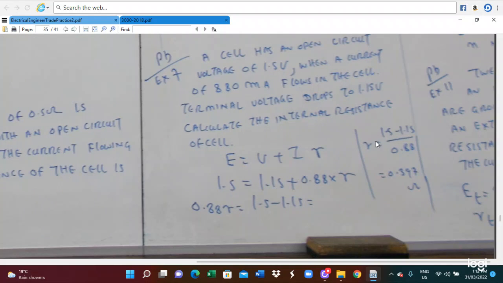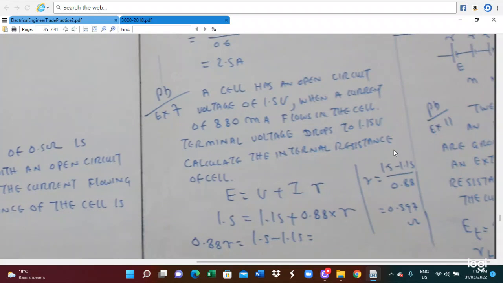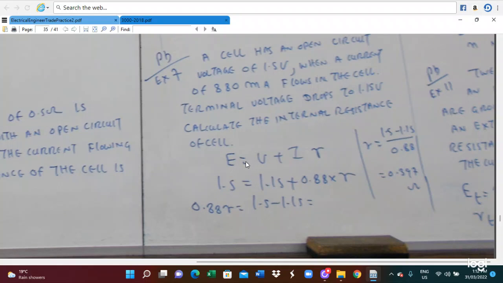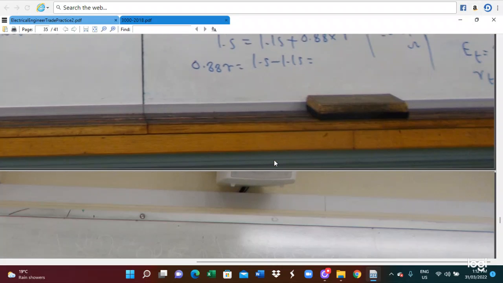The next problem is that a cell has an open circuit voltage of 1.5 volt. When a current of 880 milliampere flows in the cell, the terminal voltage drops to 1.15 volt. We have to calculate the internal resistance of the cell. So E equals V plus Ir. So 1.5 equals 1.15 plus 0.88 times r. So then we calculate the r value. So this is r we calculate.